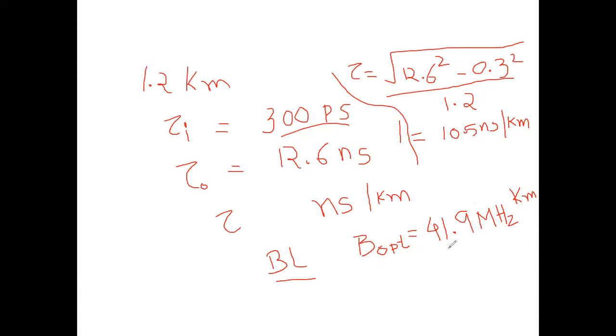Okay, so B optimum is 41.9 megahertz kilometer. Please take care of that unit. No, megahertz only. And then what is BL? This was B optimum. What is BL? Joshua had written it long back, because when I gave this, I had written it on the slide: 10.5 nanosecond. It takes 10 seconds to divide 0.44 by 10.5. And now, once you know B optimum, quickly multiply it by 1.2 kilometers and tell me the answer.